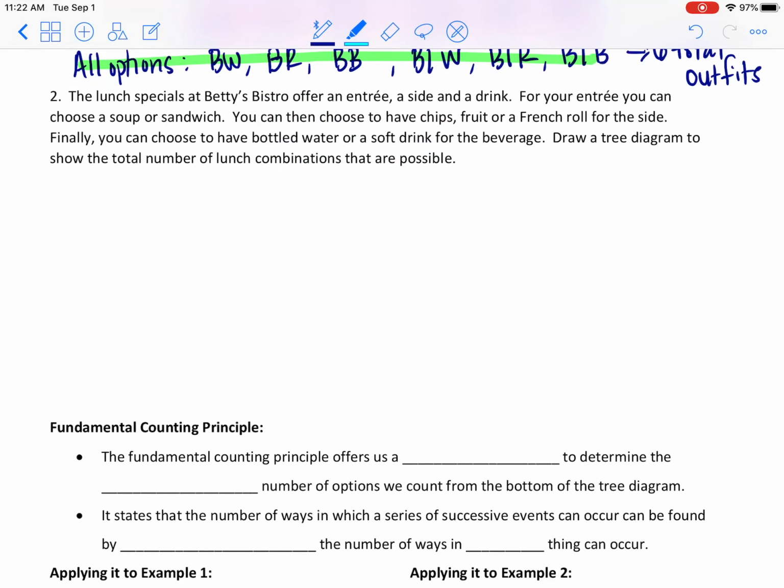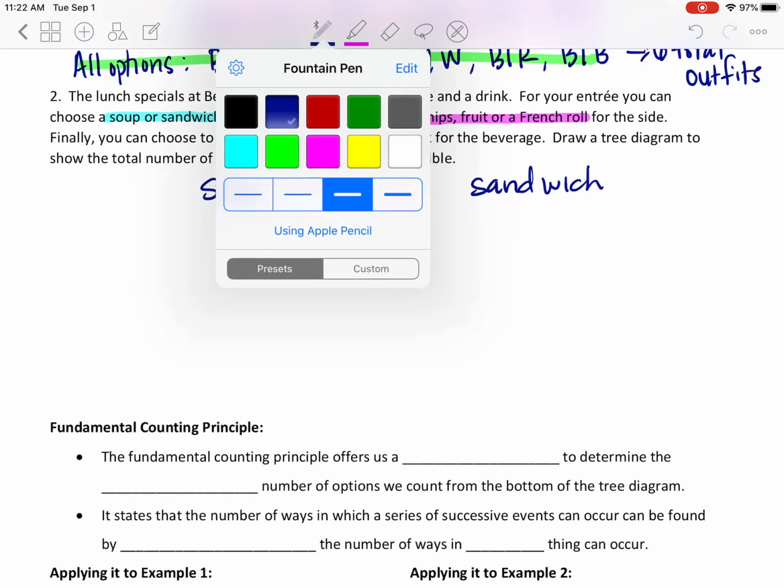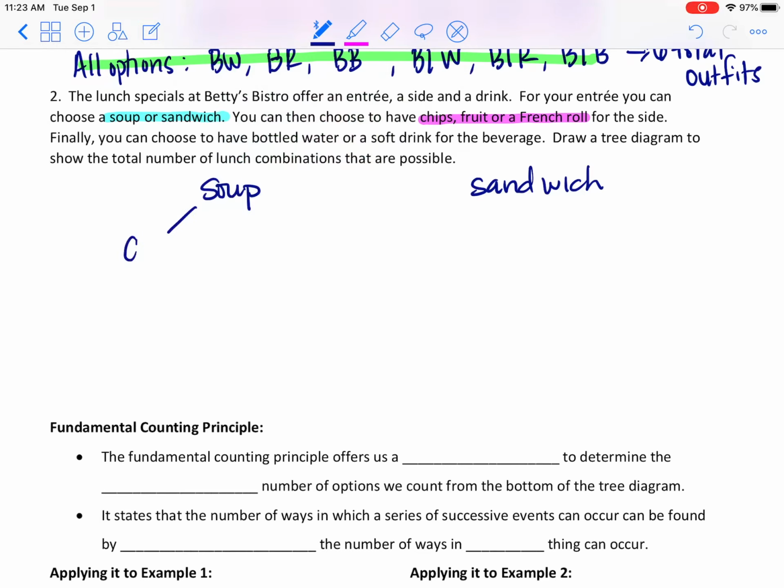First, we're going to have to choose our entree. So soup or sandwich. Okay, so we can choose a soup or we can choose a sandwich. All right, next level. After we've chosen our soup or sandwich, we can choose to have chips, fruit, or a French roll. So it could be that I choose soup with chips, or soup with a side of fruit, or soup with a French roll. Okay, or I could have had my sandwich with chips, my sandwich with fruit, or my sandwich with my French roll. Okay, so there's my second tier.